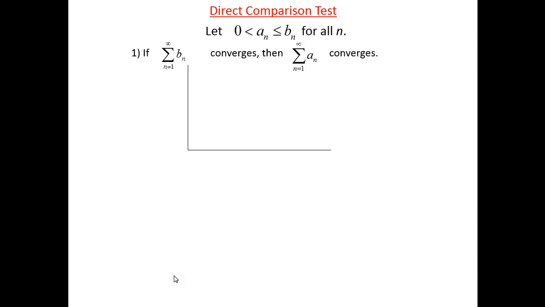On the other hand, here's a picture of it. I'm sorry, I forgot I had this in the PowerPoint. So this is just a little generic picture. So suppose that b sub n is the one in red, and we know a sub n is below it, the one in blue. So if b sub n converges, it's forcing the one below it to also converge.